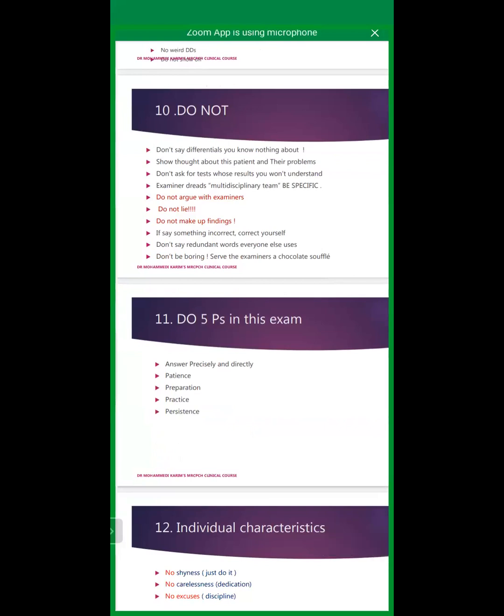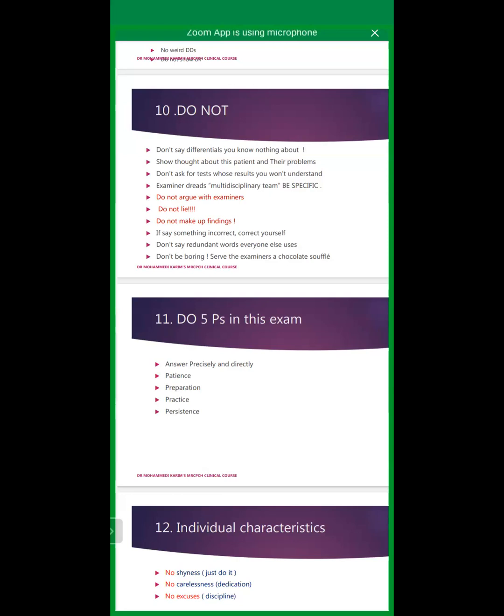But yeah, so this is very important. You have to be careful not to argue with the examiner. If he's giving you some hint, maybe he's testing your confidence, but it could also be that you're mistaken and he's trying to guide you, prompt you to the right diagnosis. And please do not lie, do not make up findings.